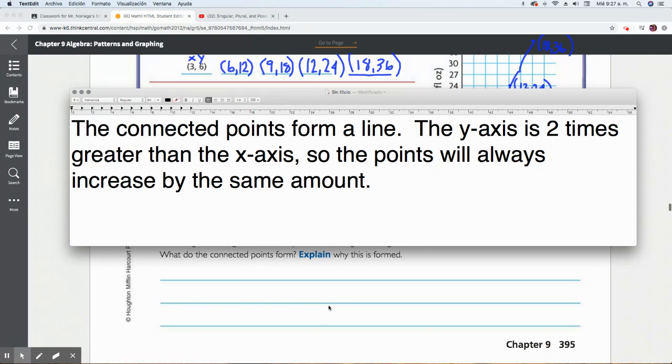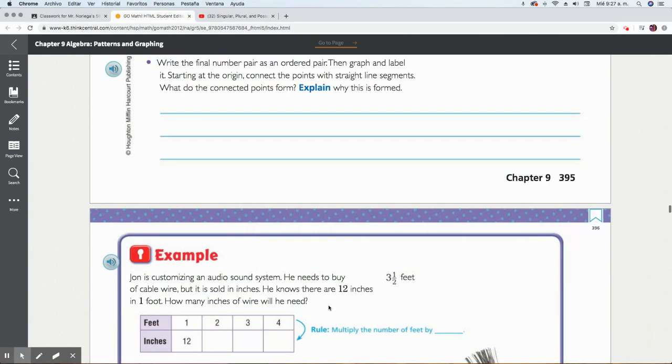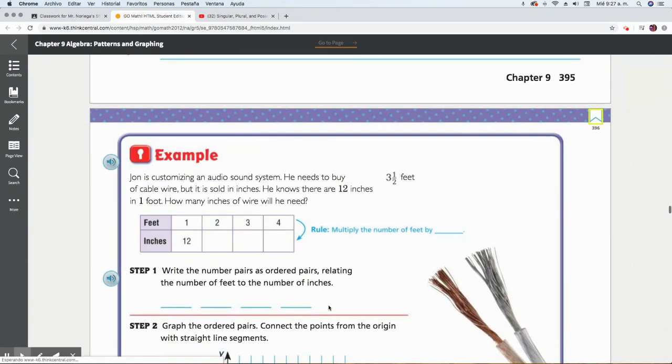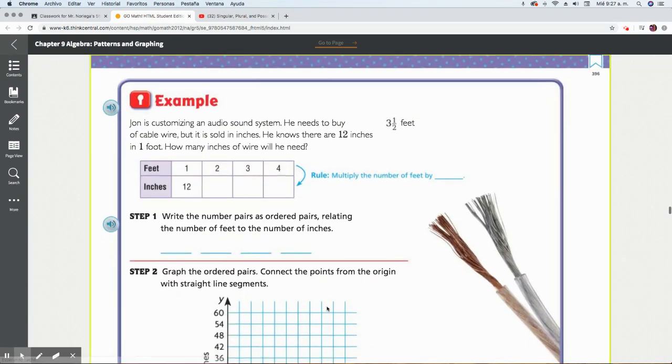So that's page 395. Let's go ahead and work on page 396 now. That's another example. John is customizing an audio sound system. He needs to buy 3.5 feet of cable wire, but it is sold in inches. He knows there are 12 inches in 1 foot. How many inches of wire will he need?